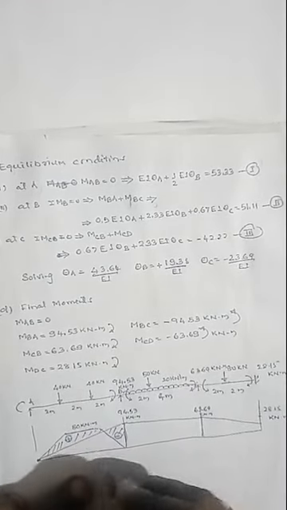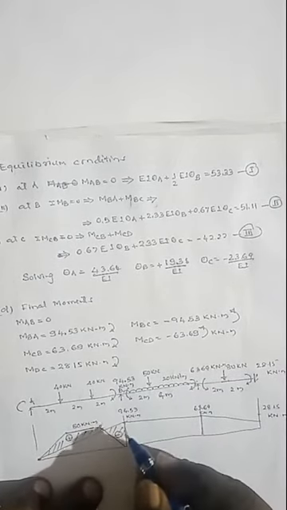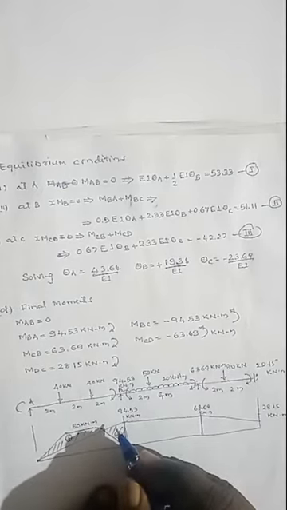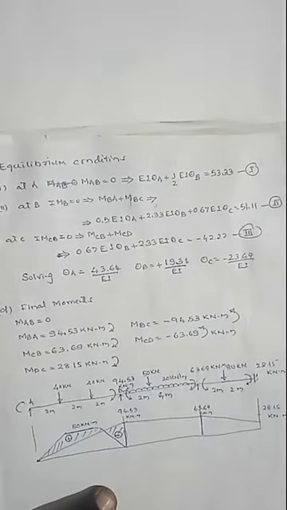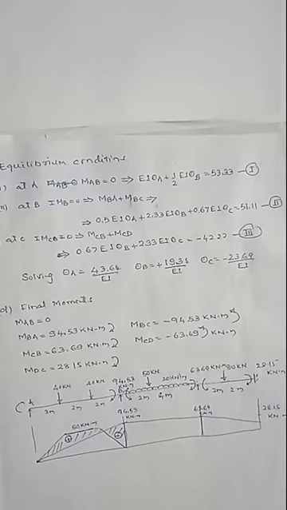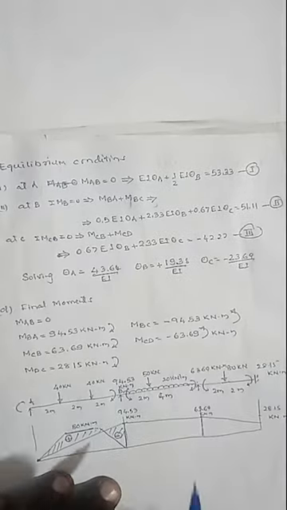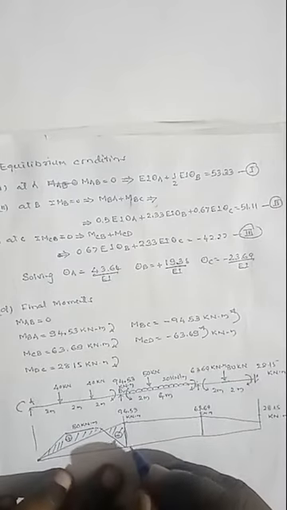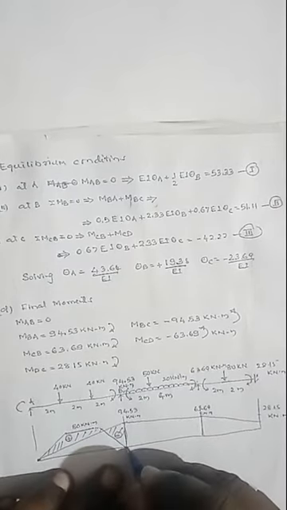This portion is negative. Similarly, here also you have to calculate the bending moment. Here there are two loads, one is UDL and another one is point load. Here this one is curved in nature, that is, a second degree curve.